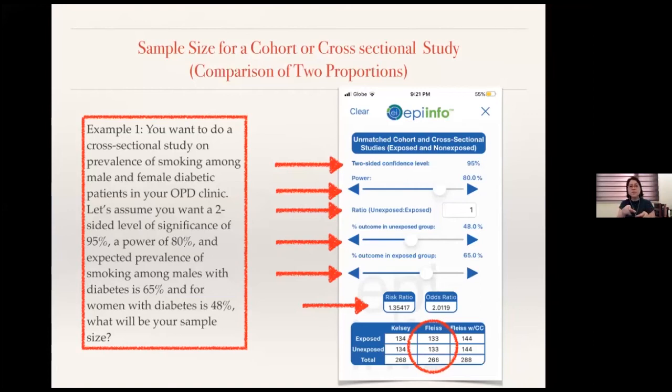But if you look at the numbers, hindi naman masyadong nagdi-differ. I often choose the Fleiss because that's the one with the lowest number of respondents. So if you look at the Fleiss, the encircled part, so the exposed to the Y, so I need 133 males and I need 133 females to make a total of 266 respondents. So my sample size is 266 with 133 males and 133 females. Okay? So that is in this situation wherein you have two separate groups.